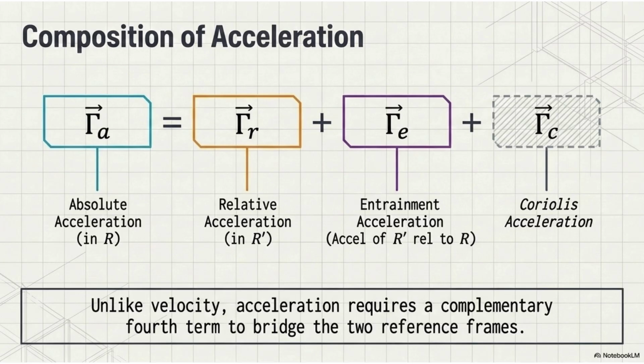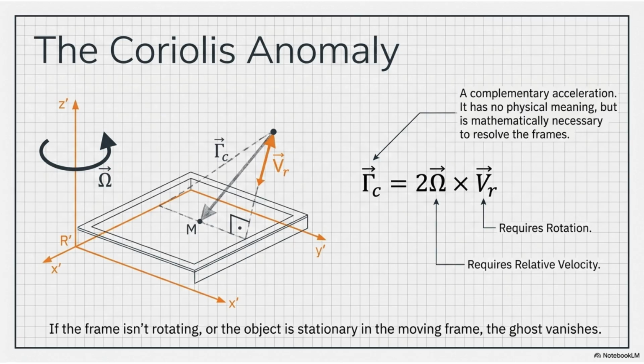This is the important difference between velocity and acceleration composition. Velocity requires two main contributions, while acceleration may require an additional Coriolis term. Unlike velocity, acceleration requires this additional term to correctly connect the two reference frames. Understanding where this extra term comes from is essential when working with rotating reference frames. We now focus on the Coriolis acceleration.